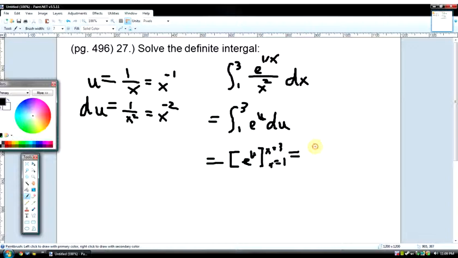which shows that our integral is the value of e to the power of 1 over x between the variables x is equal to 3 and x is equal to 1.